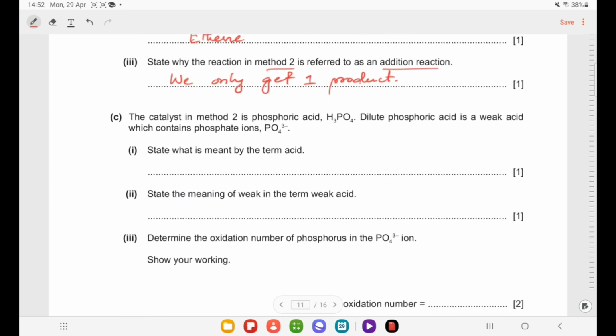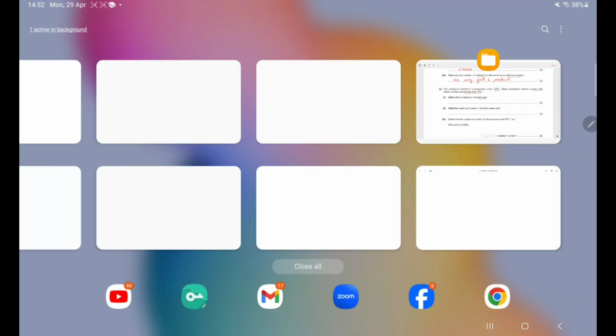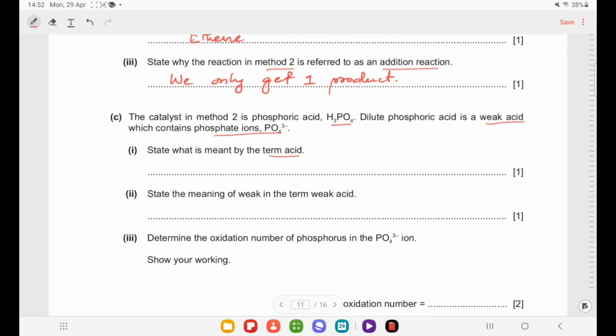The C part says the catalyst in method 2 is phosphoric acid. Dilute phosphoric acid is a weak acid which contains phosphate ions. State what is meant by the term acid. We learned in the Bronsted-Lowry concept that an acid is a species that can donate a proton.